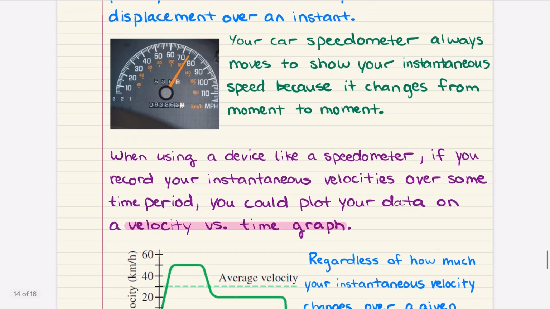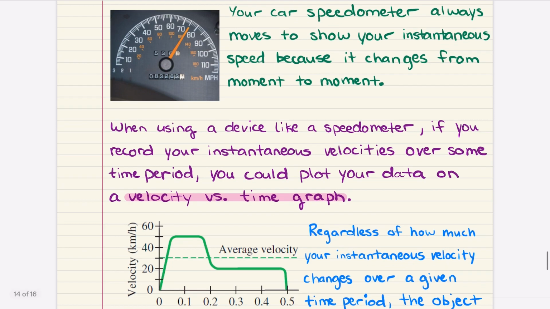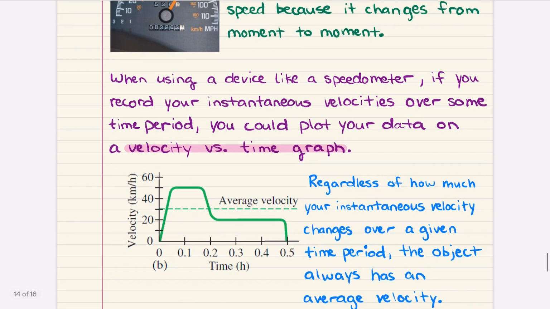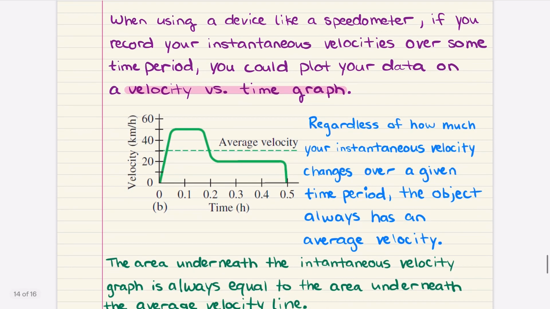Now, when you're using a device like a speedometer that can tell you your instantaneous velocity moment to moment, if you were to record those velocities over some time period, you could plot that data on what we call a velocity versus time graph. So you see here on the screen a velocity versus time graph of the velocity of maybe a car over some time period.